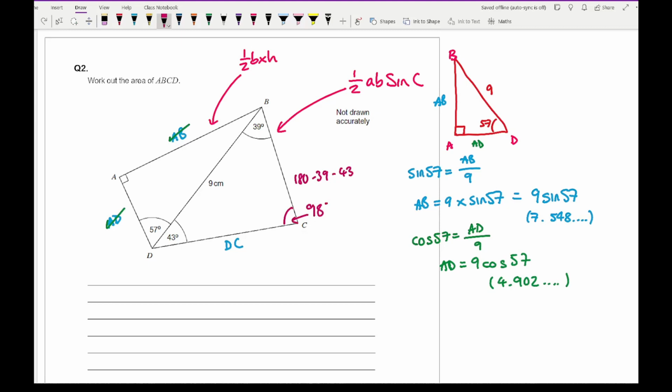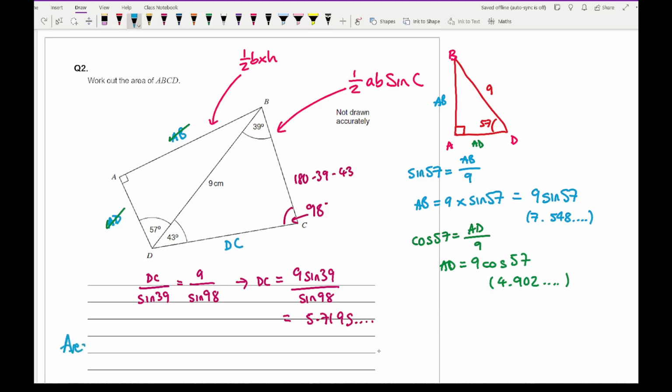From this I can work out using the sine rule what it is. So I've got DC over sine 39 equals 9 over sine 98. Then, doing a bit of rearranging, I get DC equals 9 sine 39 divided by sine 98, which gives me an answer of 5.7195. So then to work out the total area, I can do it in two steps.